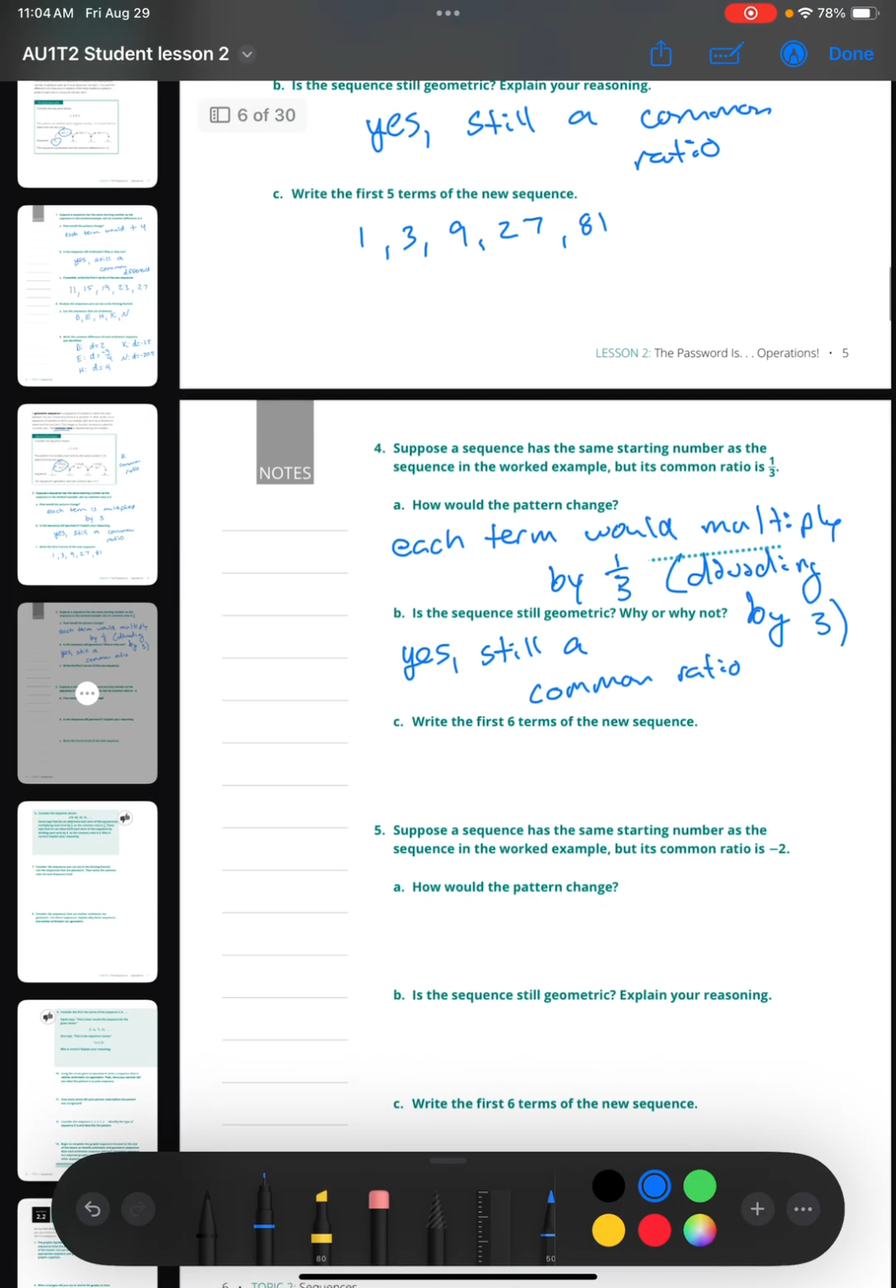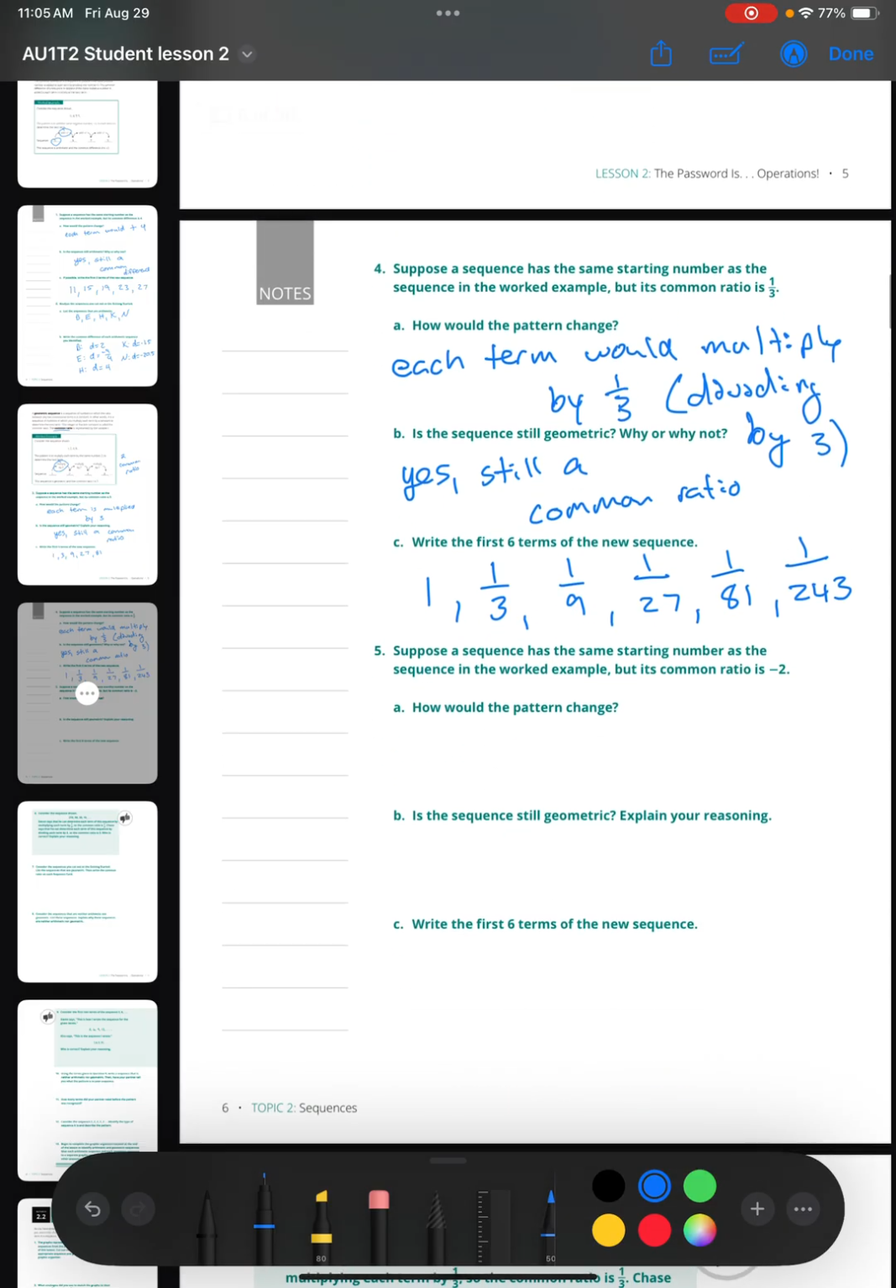And write the first 6 terms. Okay, so starting with 1 was the first number we were dealing with. So if we do 1 divided by 3, our next term is 1/3. If you do 1/3 times 1/3 or divided by 3, you get 1/9. So really you're just multiplying that denominator by 3. So we'd have 1/27, 1/81, and if you went one more, 1/243. So that would be our first 6 terms.